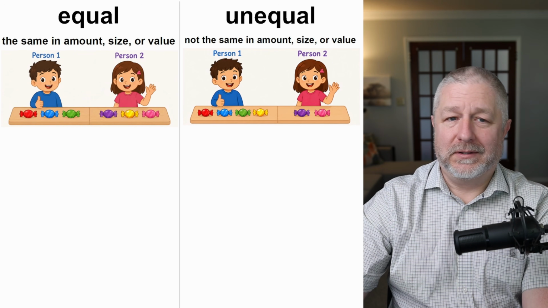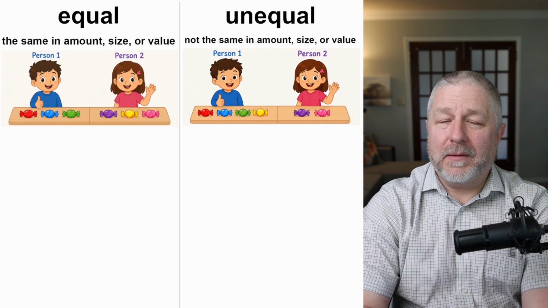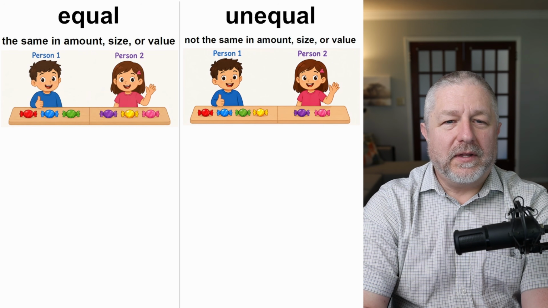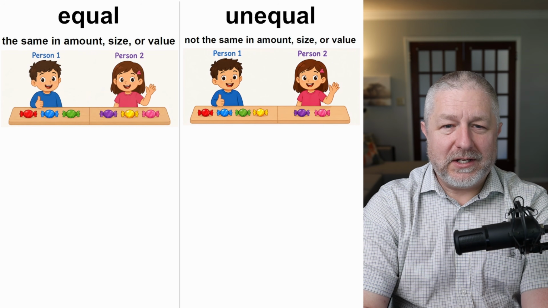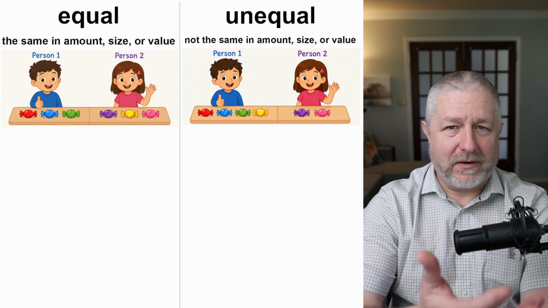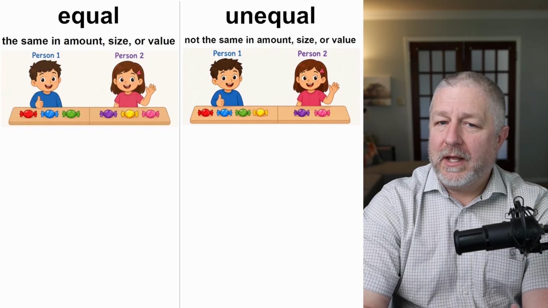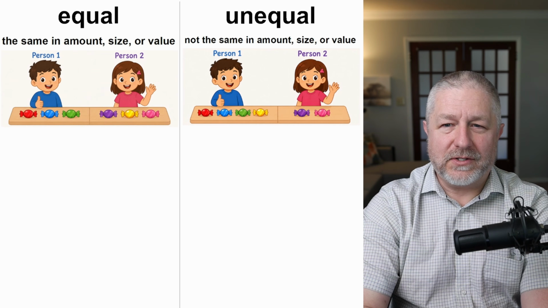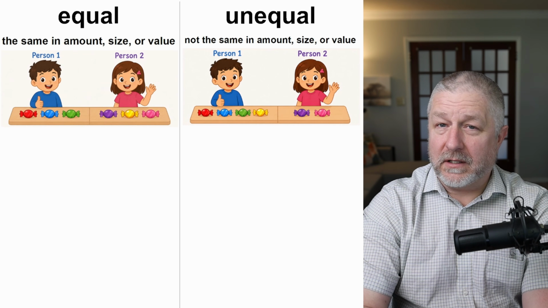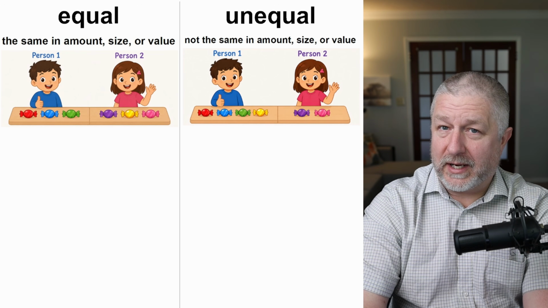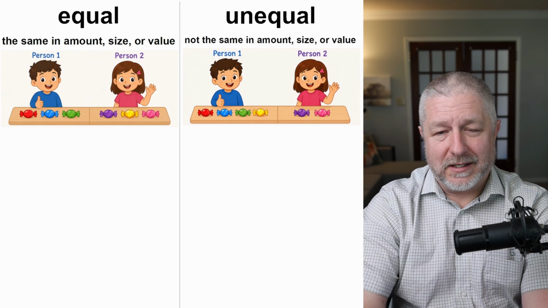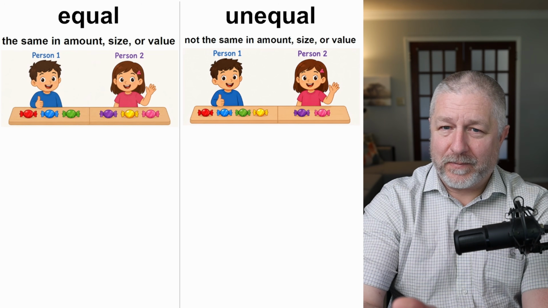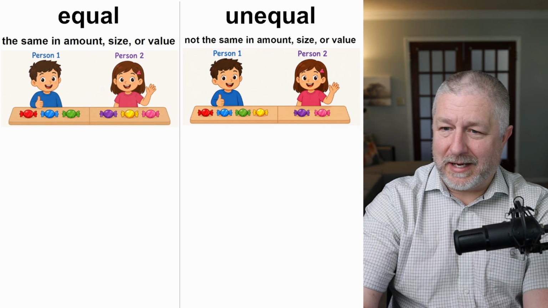Equal and unequal. Equal would be the same in amount, size, or value. You have 2 children here. They each have 3 candies. The teacher has decided to give them each an equal amount, or their parent has given them an equal amount. In the second picture, though, we have unequal, not the same in amount, size, or value. So you have 2 kids here, and for some reason, the one kid has 4 candies and the other kid has 2 candies. So that is an unequal amount. So equal would be the same. Unequal would be not the same amount.